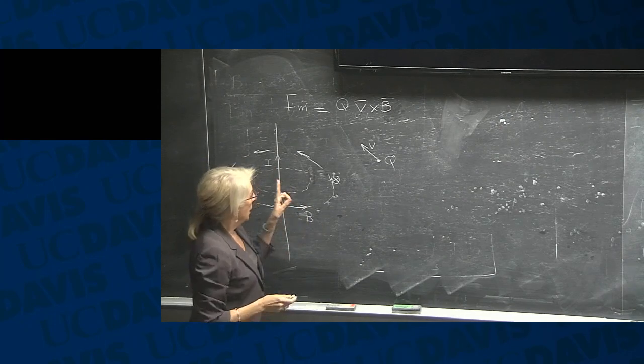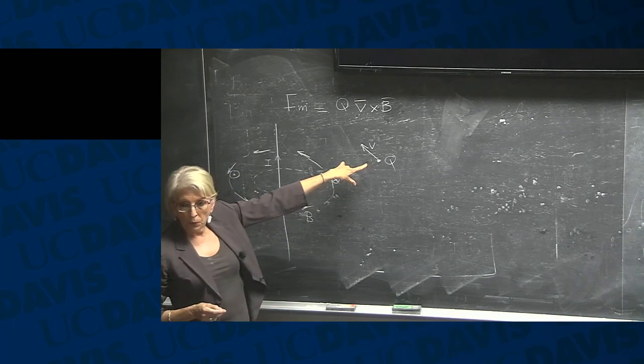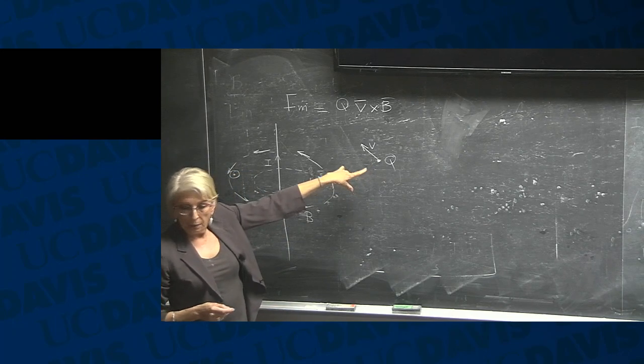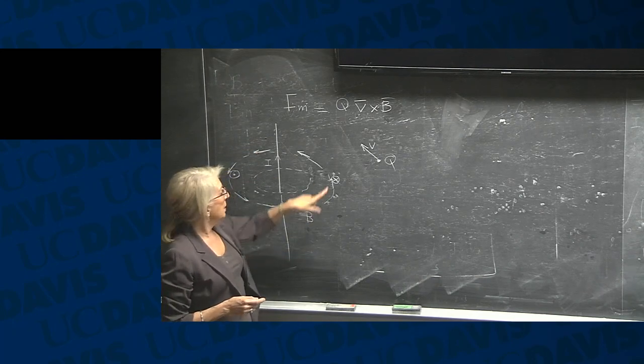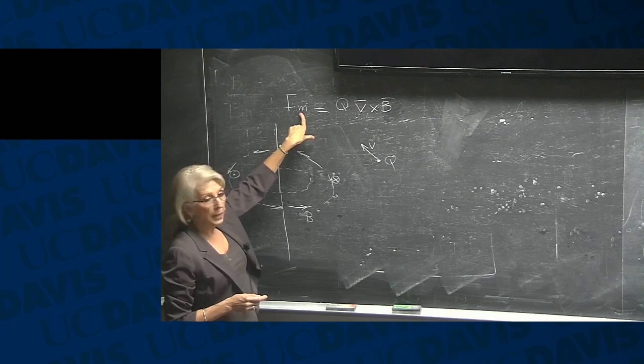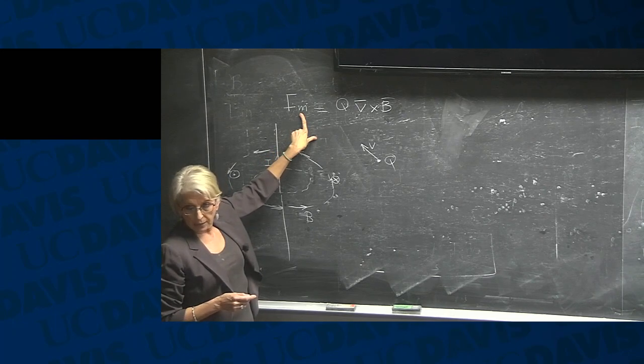Okay. All right, what is going to happen to this Q? Because there is a current, there is a B. What happens if there is a B? There is a magnetic force on the charge. How do you find this magnetic force?